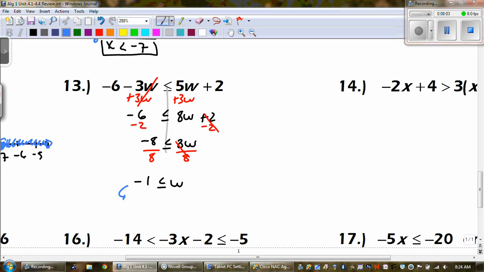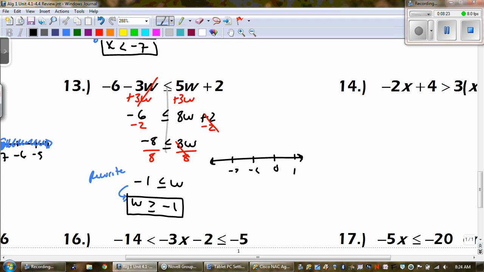And the only thing that's wrong with that is the variable is not first. So we have to rewrite it. The inequality is pointing at the -1, so I'm going to make sure it stays pointed at the -1. -1's in the middle, we go 2 numbers up and 2 numbers below. We are closed at -1, and we shade everything to the right.